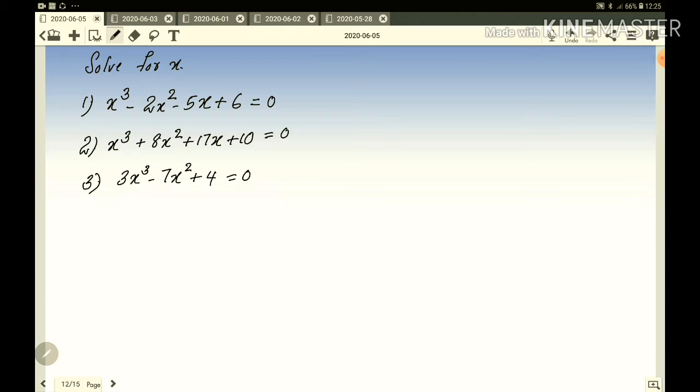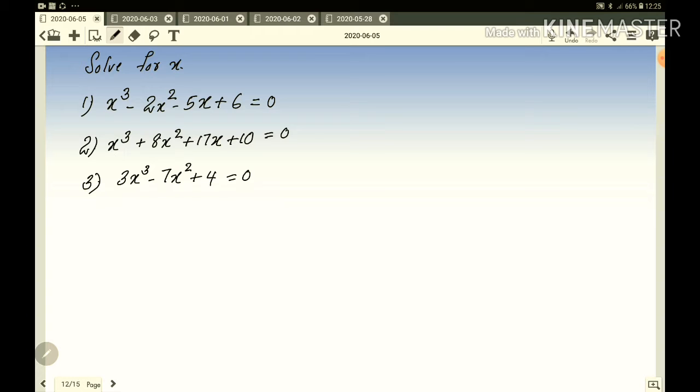Today we are going to solve these cubic equations because in the last video we studied that three methods are there. I even told you. Out of the three methods, I am using only the synthetic method to show how to solve this cubic function. Okay, we can see three of them are there.